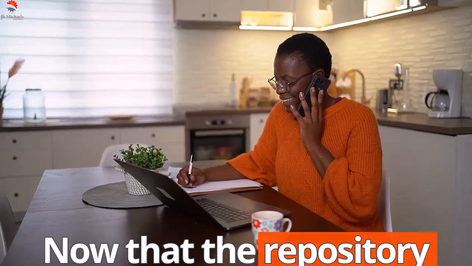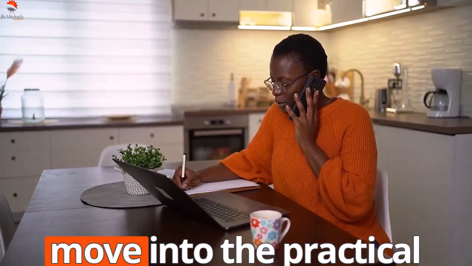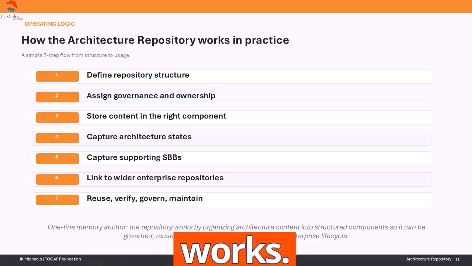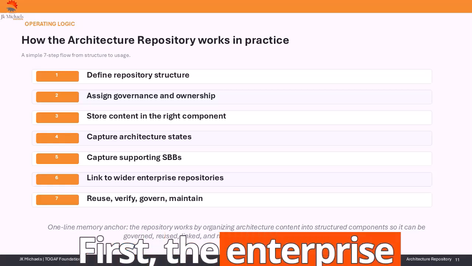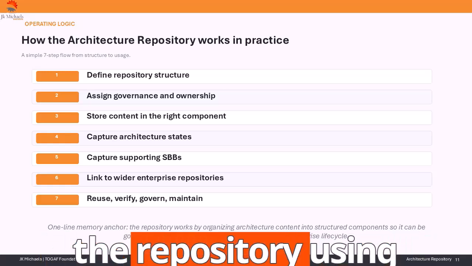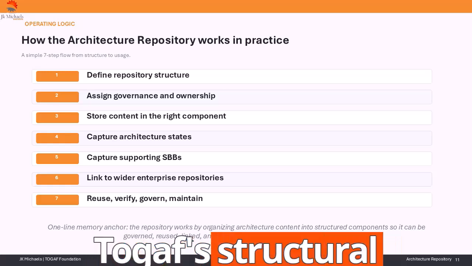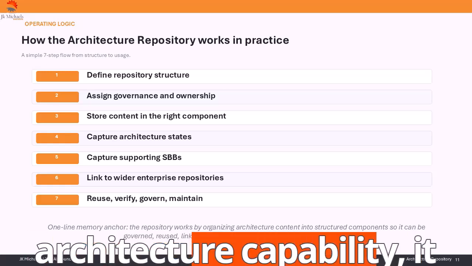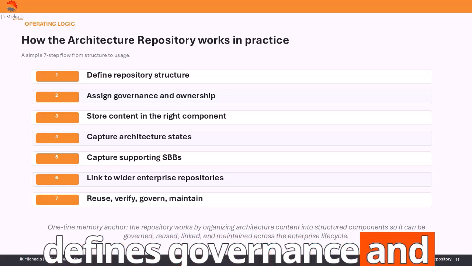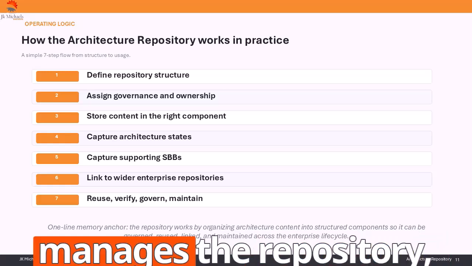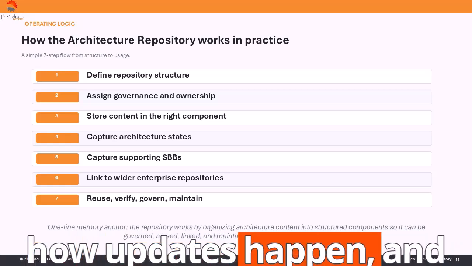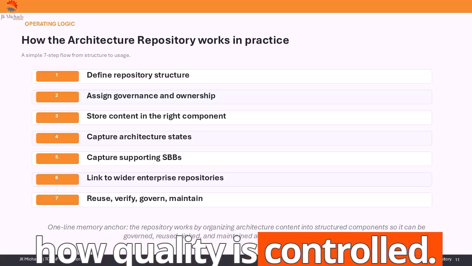Now that the repository components are clear, let's move into the practical operating logic of how the architecture repository works. First, the enterprise defines the structure of the repository using TOGAF's structural framework and classifies the major content areas. Second, through the architecture capability, it defines governance and ownership, including who manages the repository, who approves content, how updates happen, and how quality is controlled.